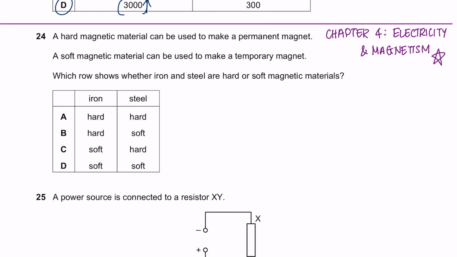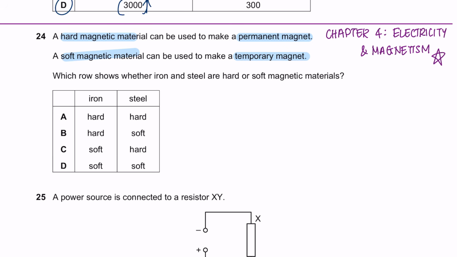From here onwards, the questions are related to Chapter 4, Electricity and Magnetism. Question 24. A hard magnetic material can be used to make a permanent magnet. A soft magnetic material can be used to make a temporary magnet.